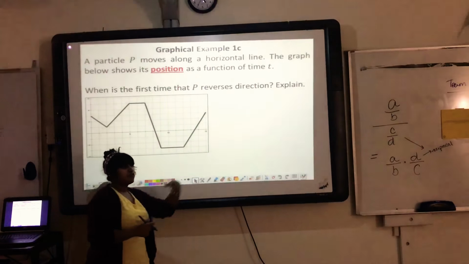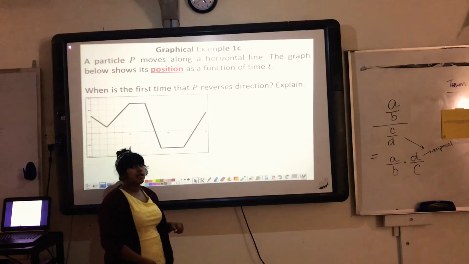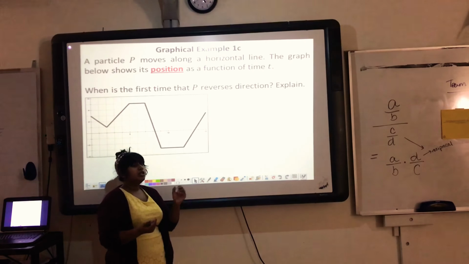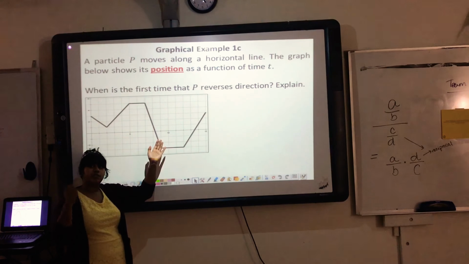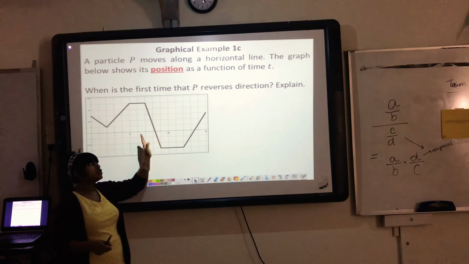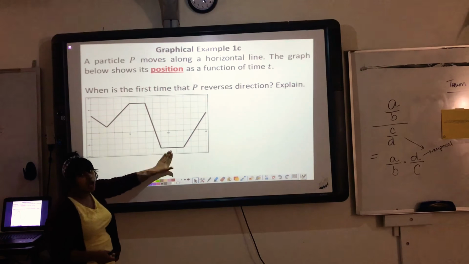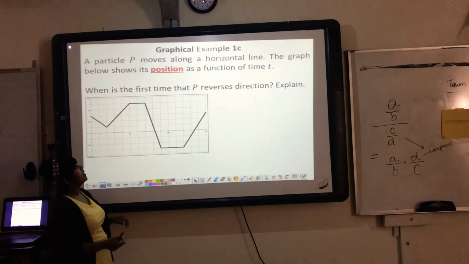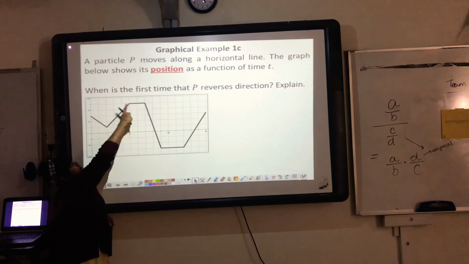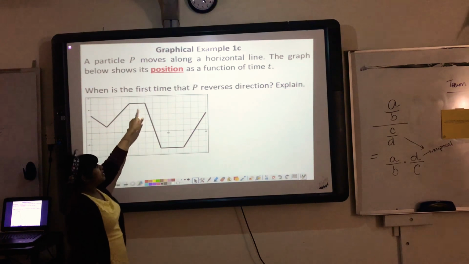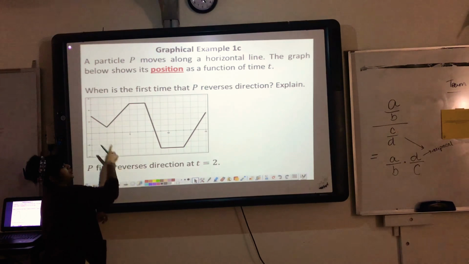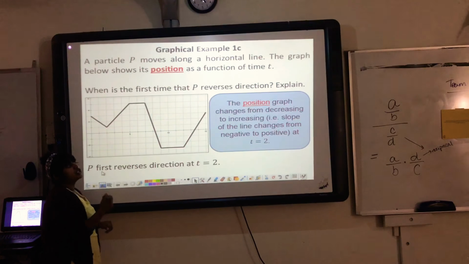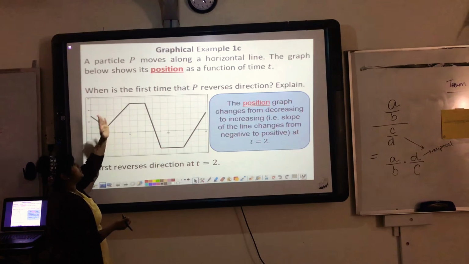Next question, when is the first time that P reverses direction? So this is the first time I go from left to right or from right to left. Not necessarily standing still, left to right, right to left. So if I'm looking at position, then I need to know velocity went from negative to positive or positive to negative. So I have to know that the slope is going from negative to positive or positive to negative. Well, here is my first instance of a change in direction. And there's actually probably the only one. So P reverses direction at t equals 2 because its slope is going from negative to positive, or the function is going from decreasing to increasing.